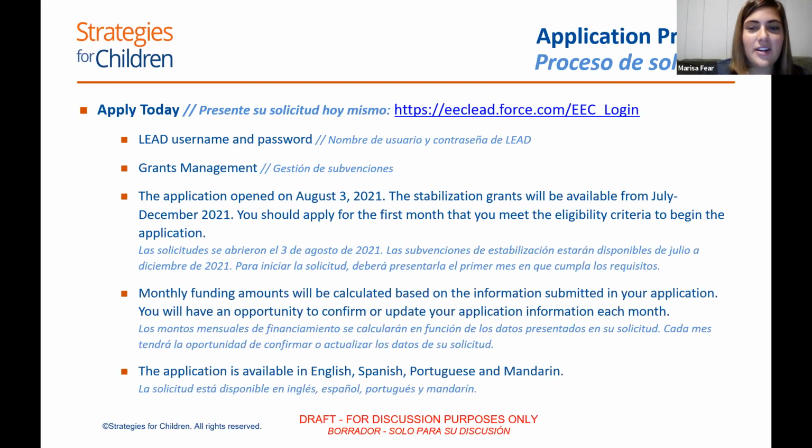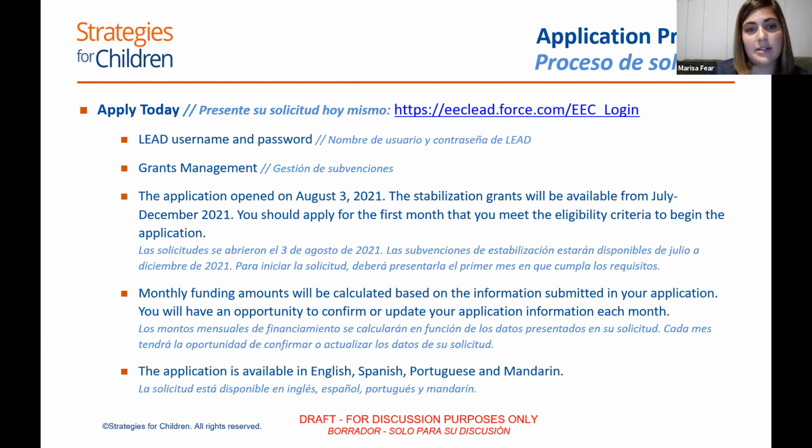So we've also included the link to apply to the grant in this presentation. And again, we'll send this presentation out after we're finished tonight. But the first thing you'll need is your LEAD username and password. The grant is built into the LEAD account, and there's a tab called Grants Management. So when you log into your LEAD account, you'll see a Grants Management button, and you click on that, and that brings you to the grant.